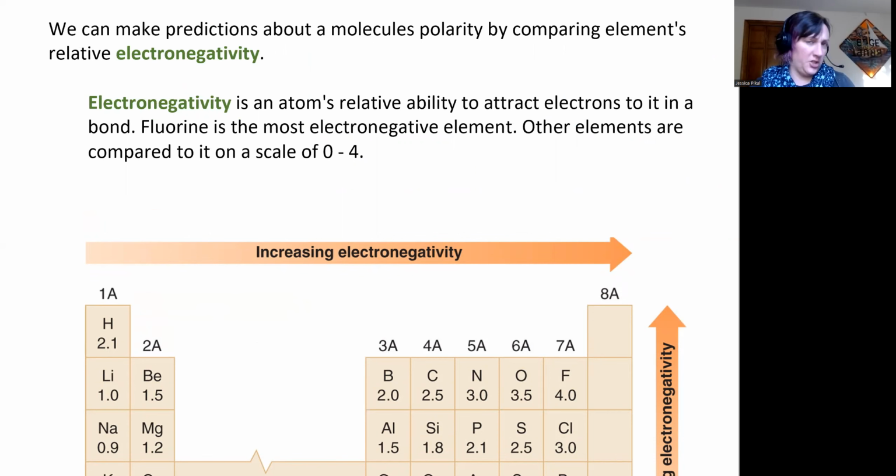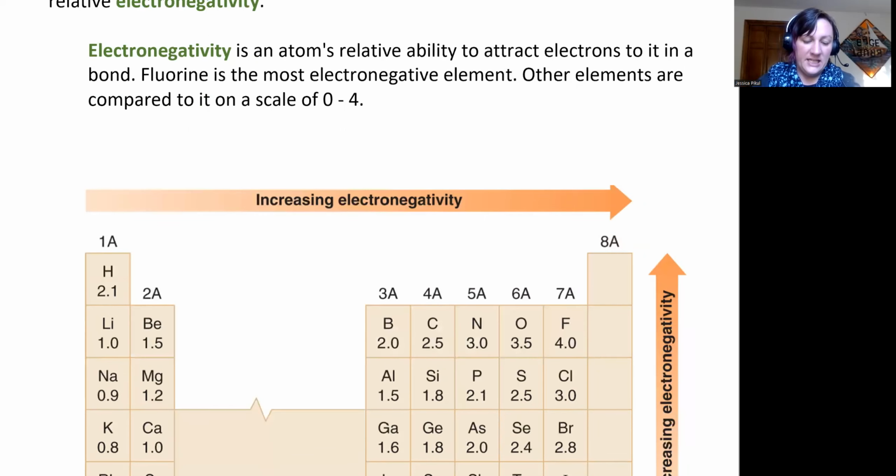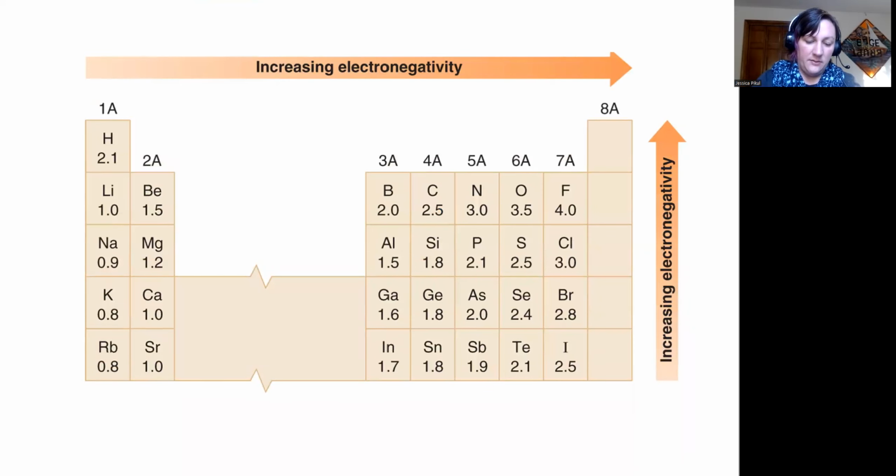And there's variation within this. There are a number of versions of these tables based on the way it was measured. But this is one we're going to use, and if you use others, it's fine. And there is a pattern. We know that fluorine is the most electronegative, right here.